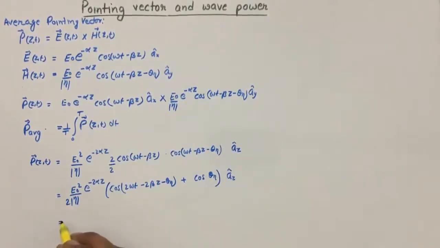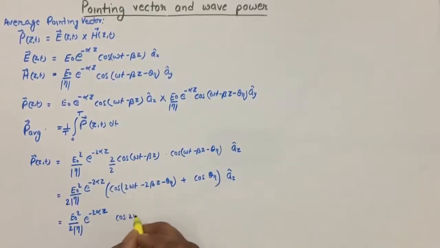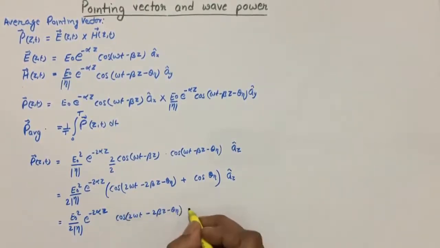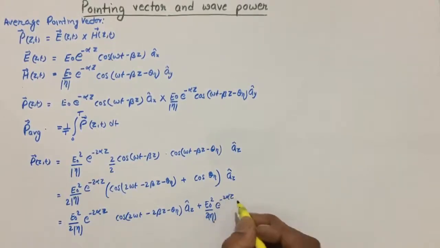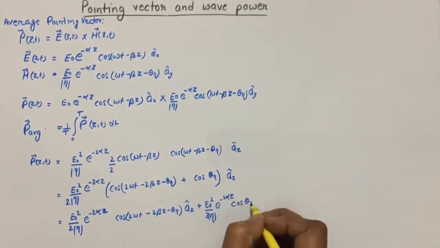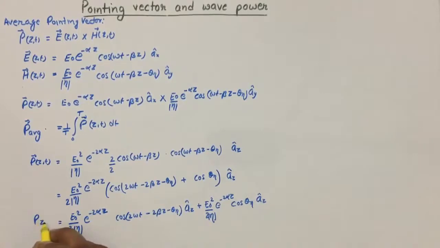If we further simplify, then we can write this term, E naught square divided by 2 eta e to the power minus 2 alpha z, this term cos(2 omega t minus 2 beta z minus theta eta) in the direction of AZ, plus keep this with both of them, E naught square by 2 eta e to the power minus 2 alpha z cos theta eta in the direction of AZ. This is the instantaneous value.